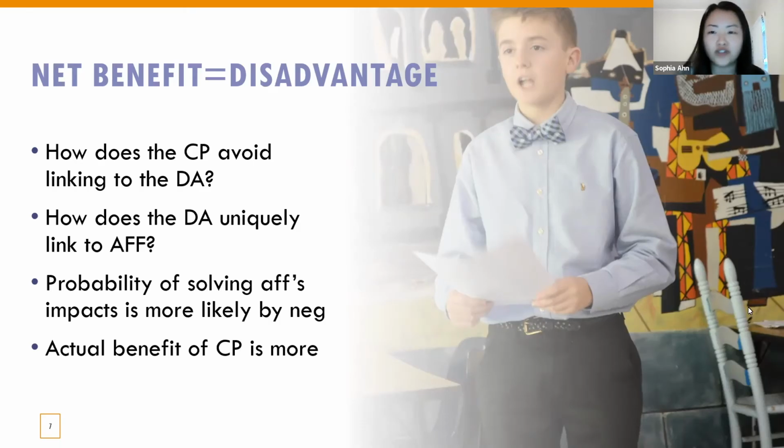There's also a lot of different ways you can talk about the net benefit. One of these ways is you can say that the negative's counterplan has a higher probability of solving the affirmative. So maybe you're more likely to solve it than the affirmative is. The other way I like to think of net benefits is the actual benefit of the counterplan is more. Again, maybe you save more lives than the affirmative. Maybe you save more money than the affirmative. Maybe there's less chance of nuclear war by going through the counterplan than doing the affirmative. So there's a lot of different ways that you can use this net benefit to your advantage and to really make it a reason for the judge to vote on the counterplan.